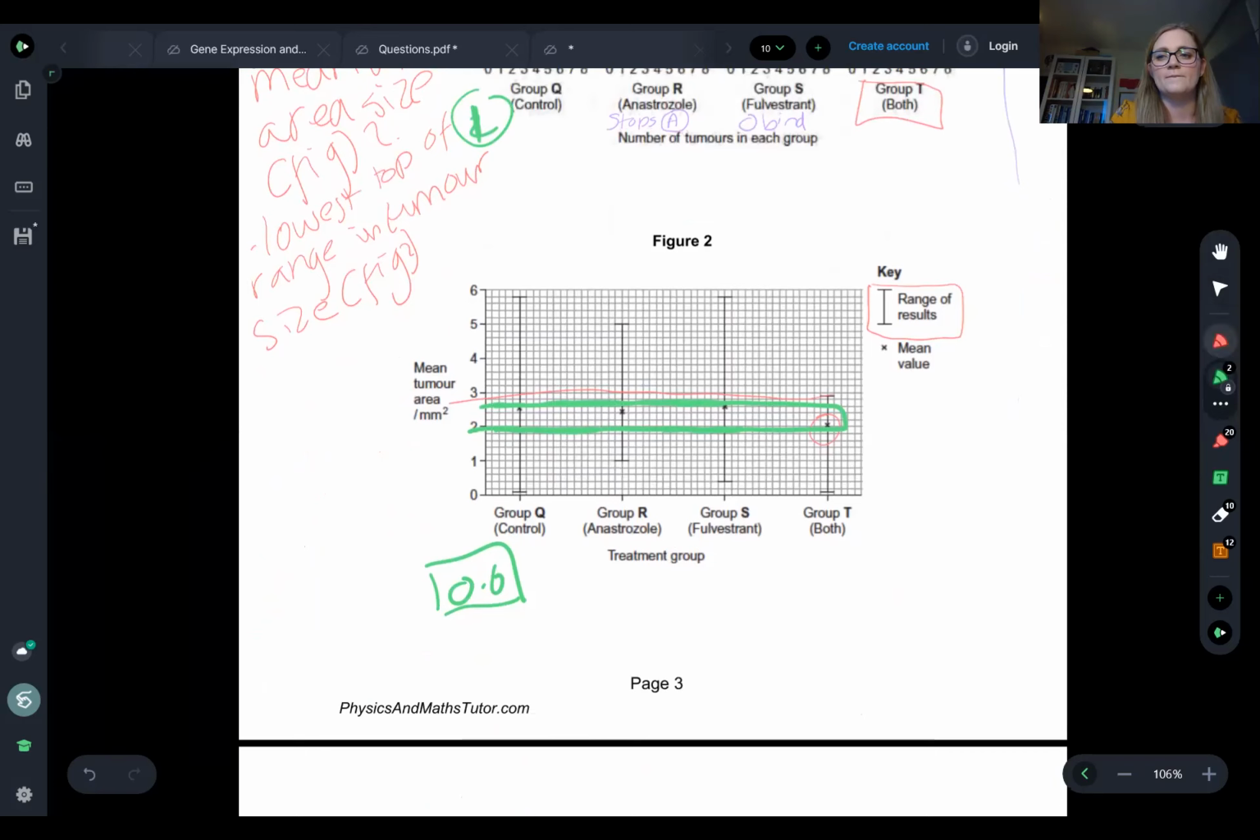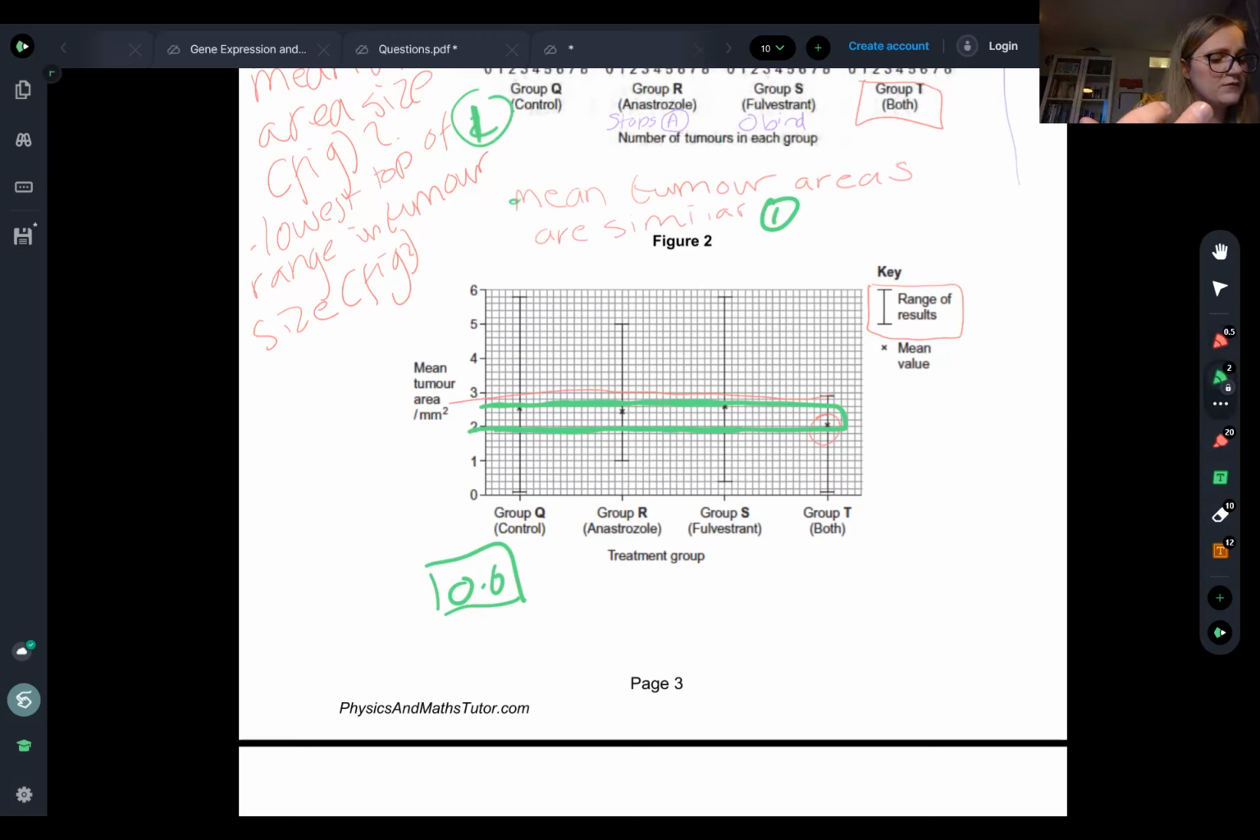However, and this is where you're going to get them extra marks now. However, the mean tumour area, sorry, so our mean tumour areas are similar. That will get you a mark just by saying that they're similar. We haven't got a large range in them. So let's have a look at them in a bit more detail.